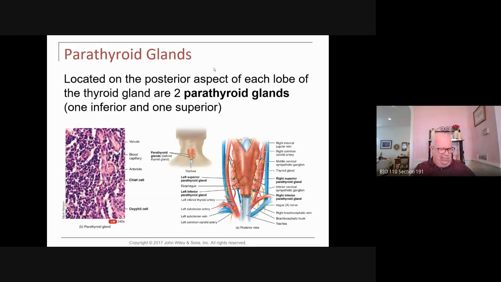Speaking of calcium, we now talk about the parathyroid glands. The parathyroid glands are located on the posterior aspect of each lobe. Each lobe has two parathyroid glands, one inferior and one superior. That means that there are 4 parathyroid glands in your body, and you can see them here. These are the parathyroid glands on the posterior part of your thyroid gland.